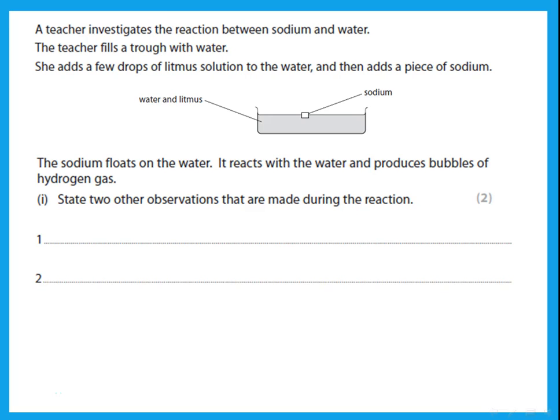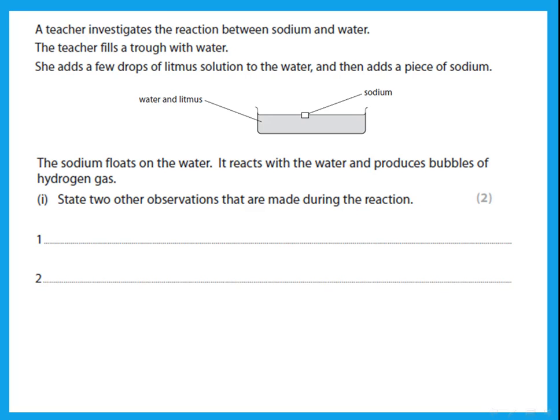An example of a question would be, a teacher investigates the reaction between sodium and water. The teacher fills a trough of water. She adds a few drops of litmus solution to the water and then adds a piece of sodium. So she's doing the experiment that we just talked about. The sodium floats on the water. Yes, we said that. It reacts with the water and produces bubbles of hydrogen gas. Yes, that's correct.